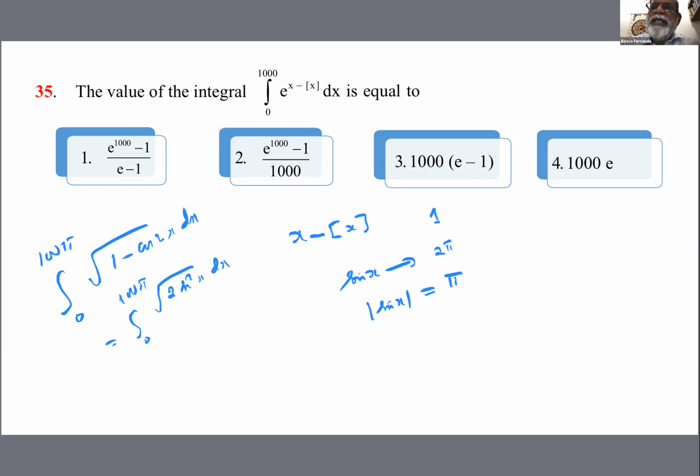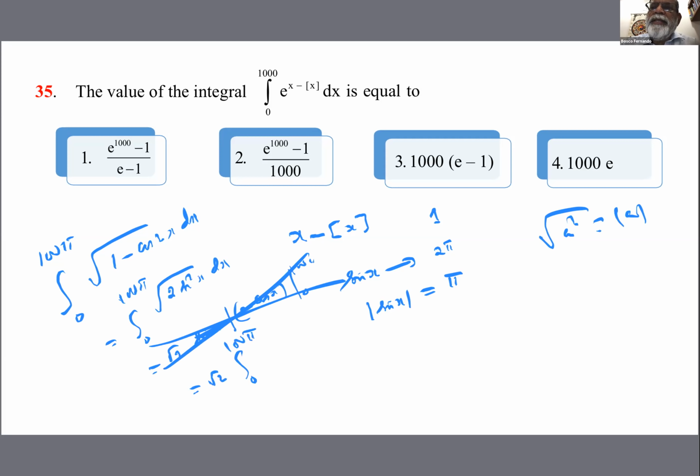So if you think that it is equal to root 2 into sine x, and integrate that, you'll get minus cos x between 100 pi and 0, so it will become 0. That is wrong. Because square root of a squared is modulus of a. So root 2 into integral 0 to 100 pi, modulus of sin x.